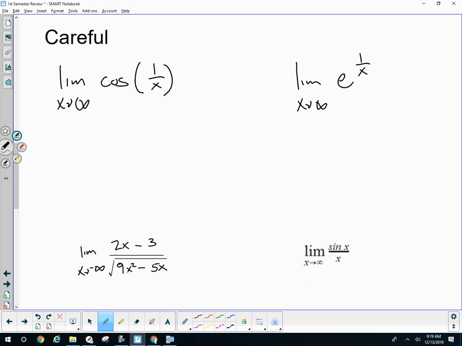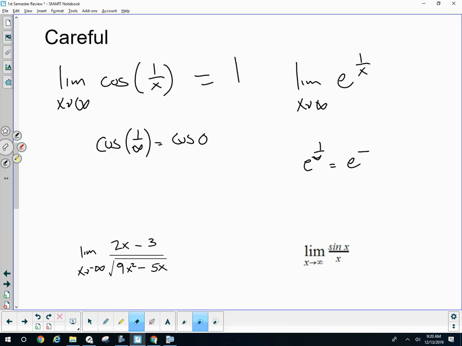Be careful. Here's a good question. Cosine of 1 over x. If I plug in infinity, it ends up as cosine of 1 over infinity, which is the same as cosine of 0. Well, the cosine of 0 is 1. Very similar to e to the 1 over x. That'd be like e to the 1 over infinity, which is the same as e to the 0. 1 over infinity would be approaching 0, and e to the 0 is 1.